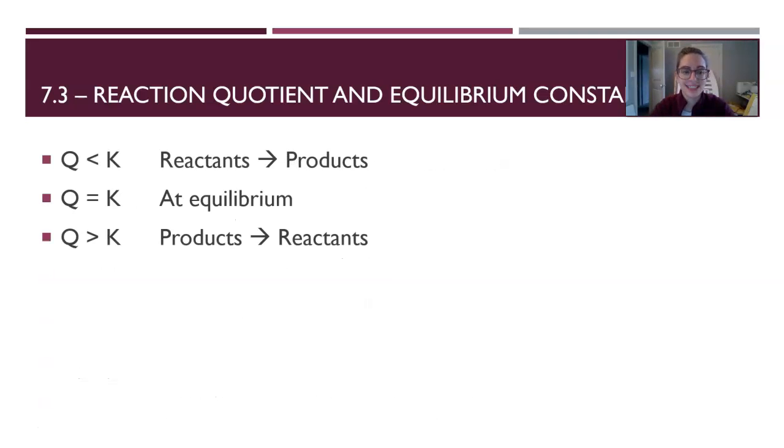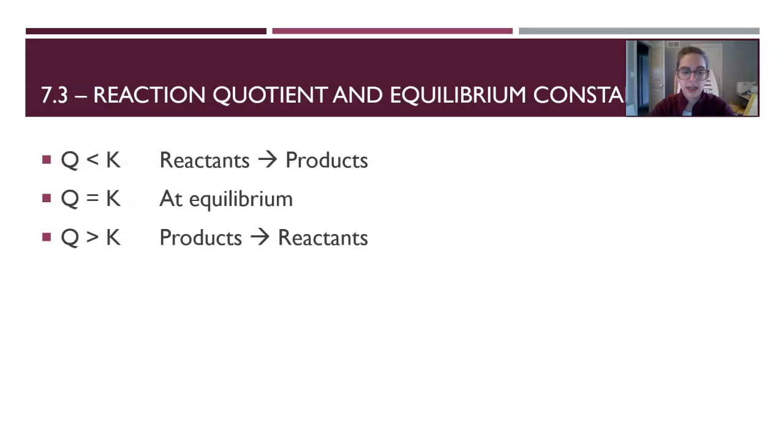Now, if Q is less than K, that means that we have not yet reached equilibrium, and the reaction is moving in the direction of reactants to products. If Q is the same as K, it means we're at equilibrium because the ratios are the same. They're calculated the same way. Q is just at a certain time. K is at equilibrium.